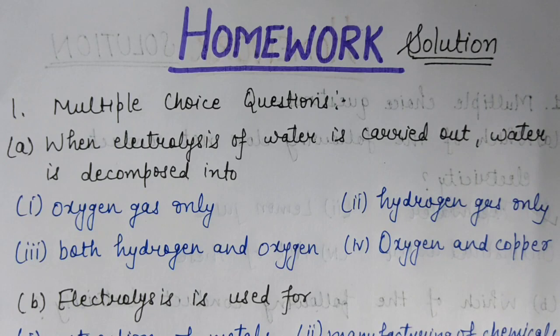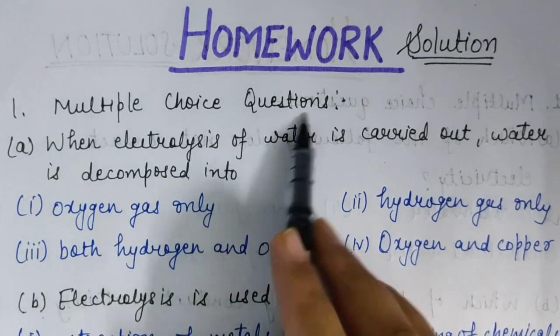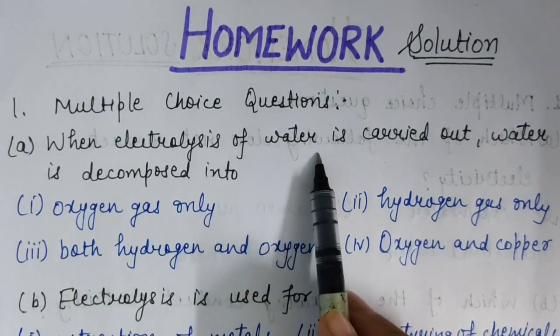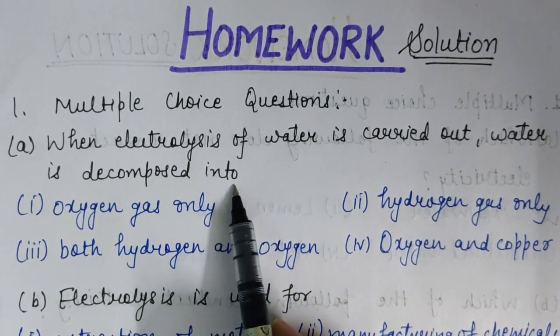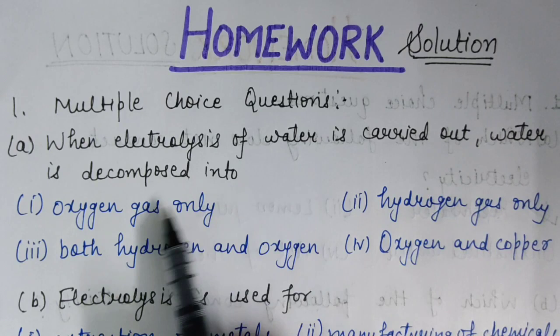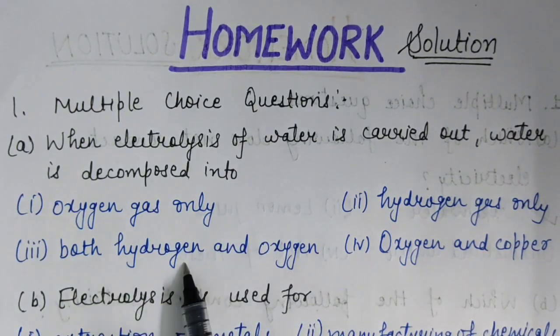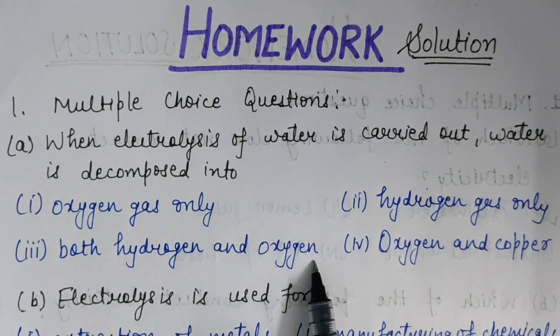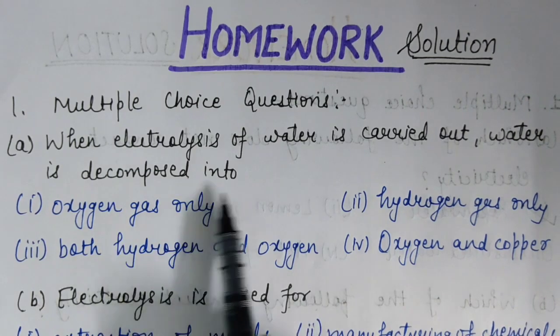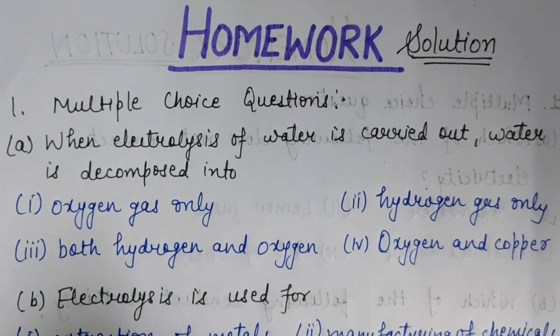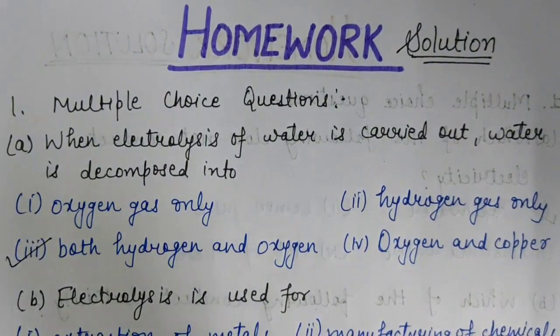Now I am giving you the homework solution of the previous lecture. First question was a multiple choice question. When electrolysis of water is carried out, water is decomposed into both hydrogen and oxygen, because the chemical formula of water is H2O, means water is made up of hydrogen and oxygen, and by the electrolysis process it is decomposed into both. So this is the correct option.